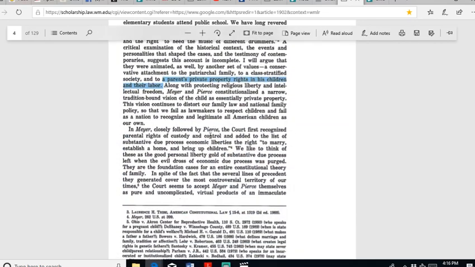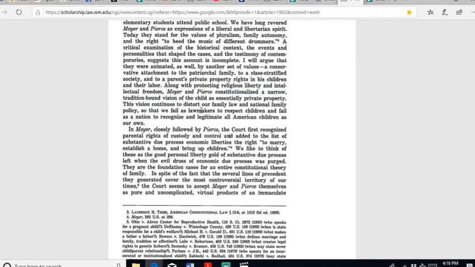And it talks about a parent's private property rights in his children and their labor. Parents have the right. Meyer versus Pierce constitutionalized a narrow traditional vision of children as essentially private property. This vision continues to distort our family law and national family policy, so that we fail as lawmakers to respect children and fail as a nation to recognize the legitimate claim of all American children as our own.